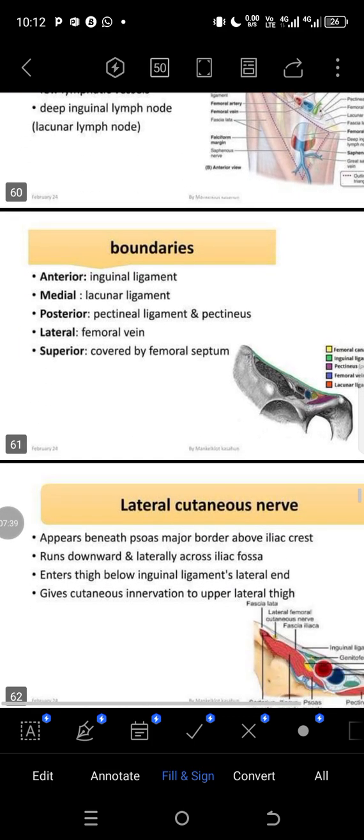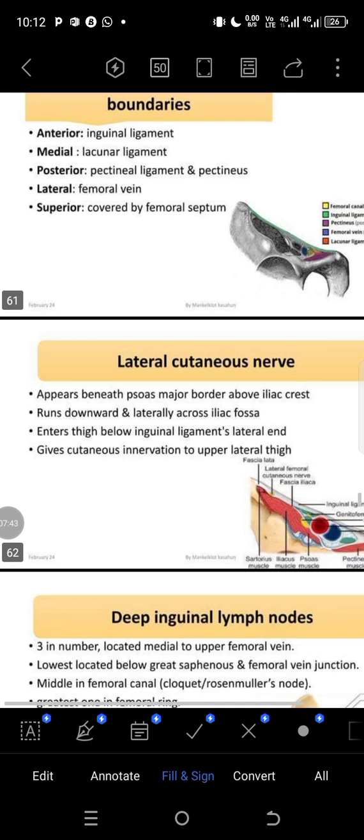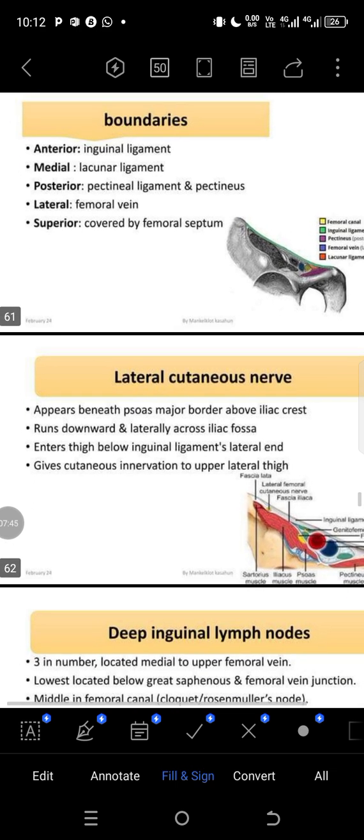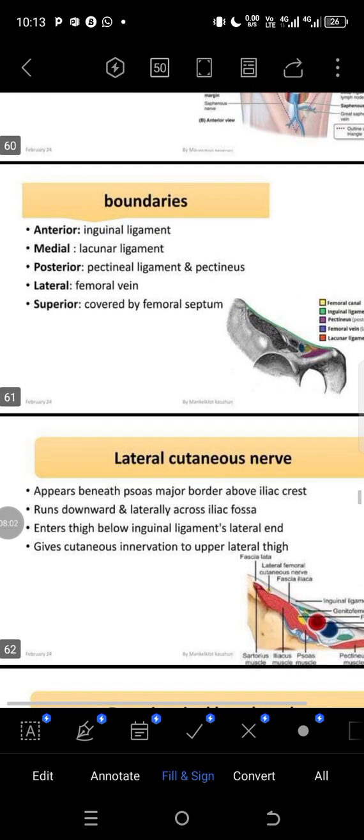Okay. So for the boundaries, anteriorly it's going to be the inguinal ligament, while medially it's going to be the lacunar ligament. Posteriorly, there is what we call the pectineal ligament and the pectineus muscle. That's about the posterior. Laterally, the femoral vein. Superiorly, it is covered by the femoral septum. Those are going to be the boundaries of the femoral canal.